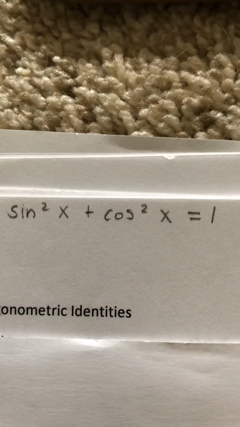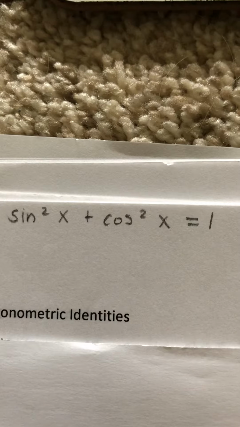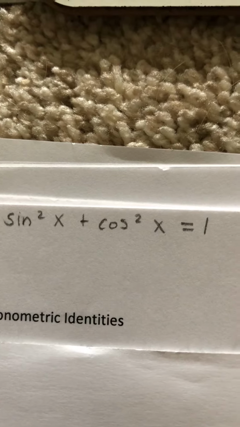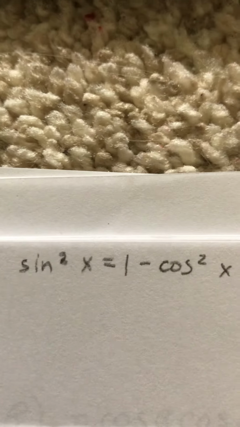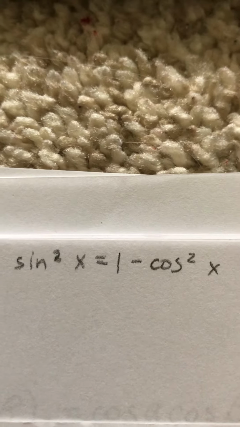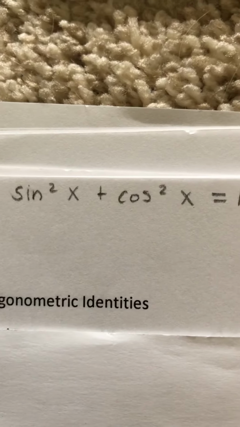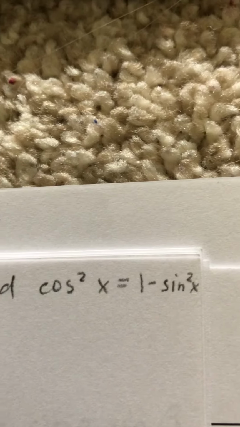We can also rewrite this identity by solving for the sine squared of x. So if you subtract cosine squared x from both sides of that equation, you get an equivalent identity: sine squared x is equal to 1 minus cosine squared x. You could also take that same identity and solve for cosine squared x, and you would get cosine squared x equals 1 minus sine squared x.